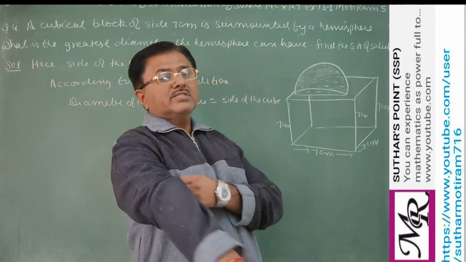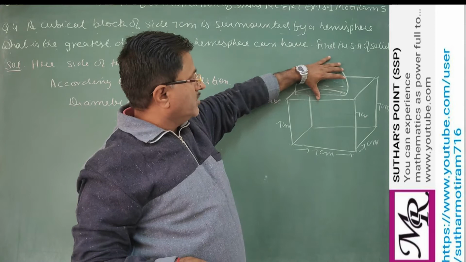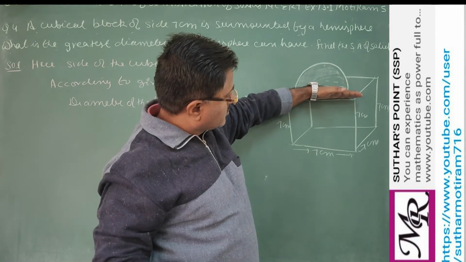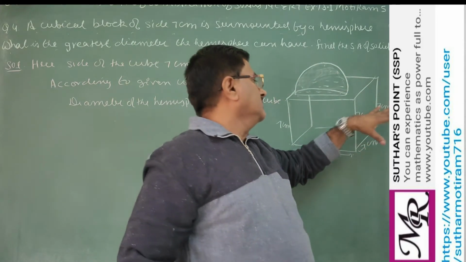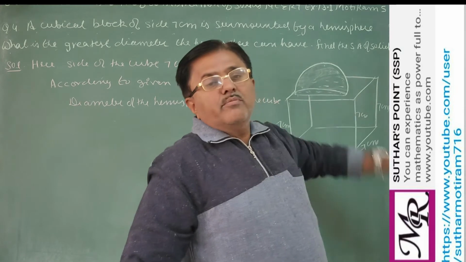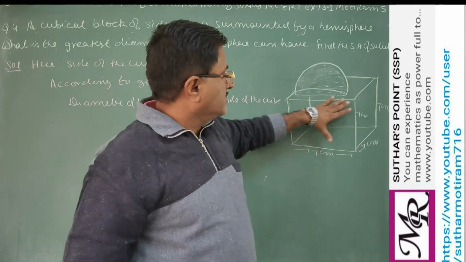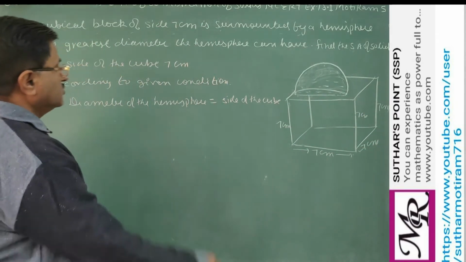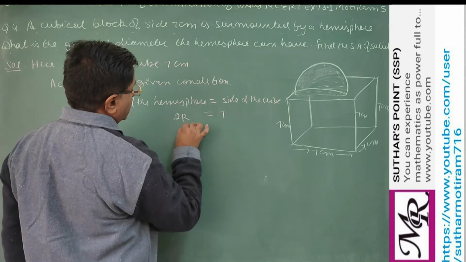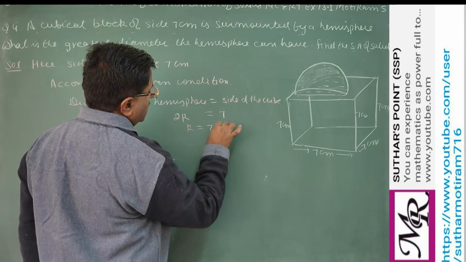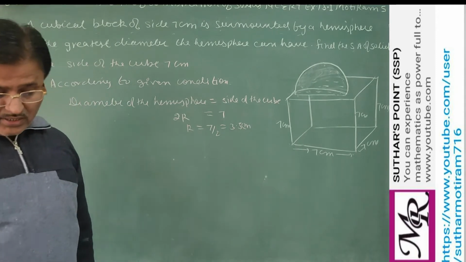Clear? So whenever a hemisphere is put on a cuboid, if it is surmounted exactly, then the diameter of the hemisphere should always be equal to the side. That is very important. Clear? So we can write diameter is 2r, that is 7 centimeters. So r is equal to 7 by 2, 3.5 centimeters. So we get the radius.